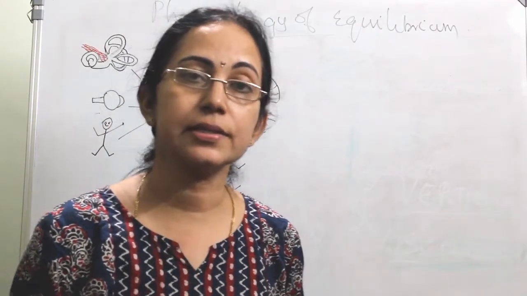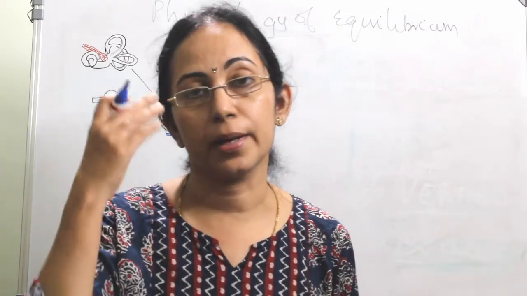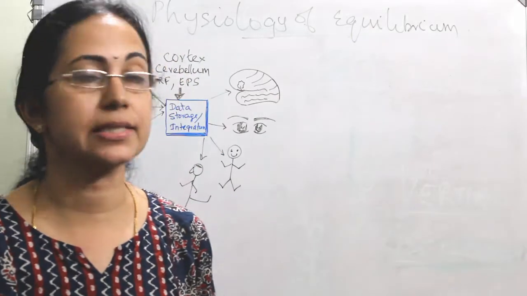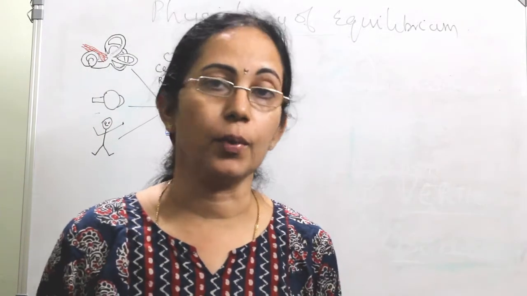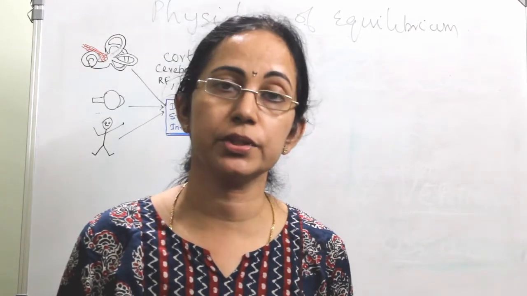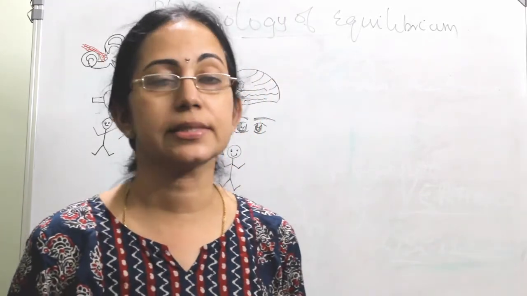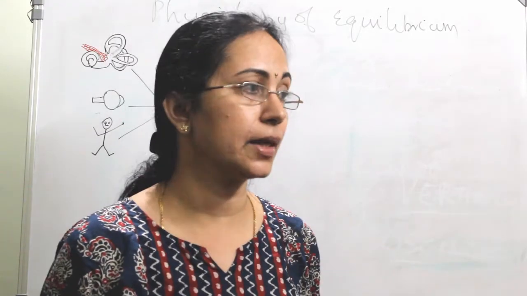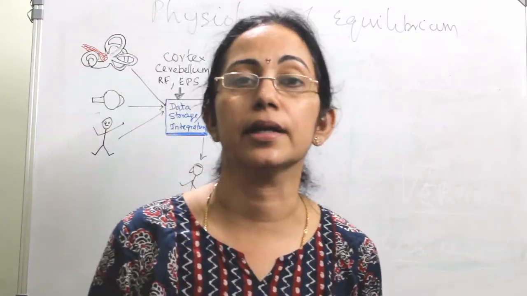That is, one is detection of our body motion. How? By detecting the head motion. As the head goes, so does the body, right? So that is one thing. That is detection of the body motion, both linear as well as angular movement, as detected by the head motion. And the second is detection of the head in space relative to gravity.